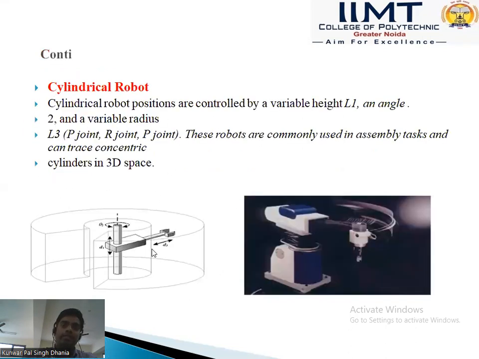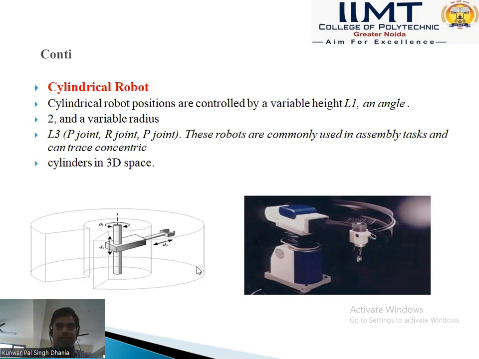Cylindrical robot, it can move cylindrically around. It does work around a particular radius, so it is called the cylindrical. The cylindrical robot position is controlled by the variable L1, an angle theta, and the variable radius, and the height. So it would be at a particular height. See this figure. That has the particular height.